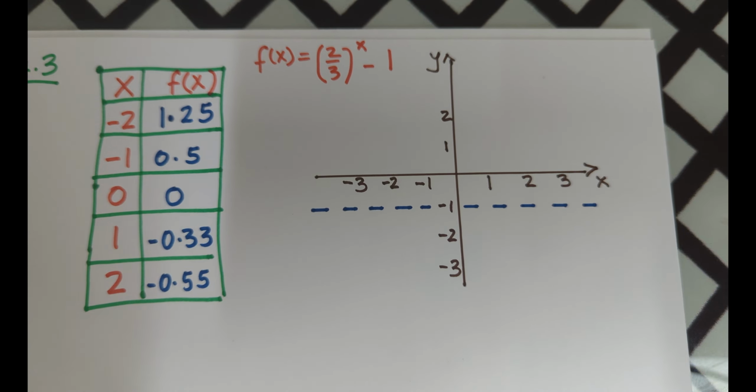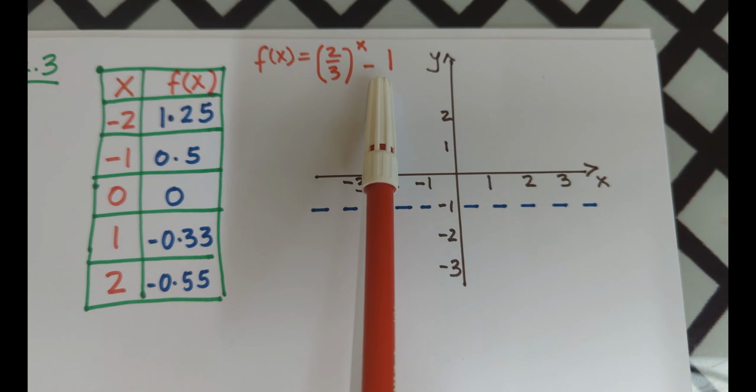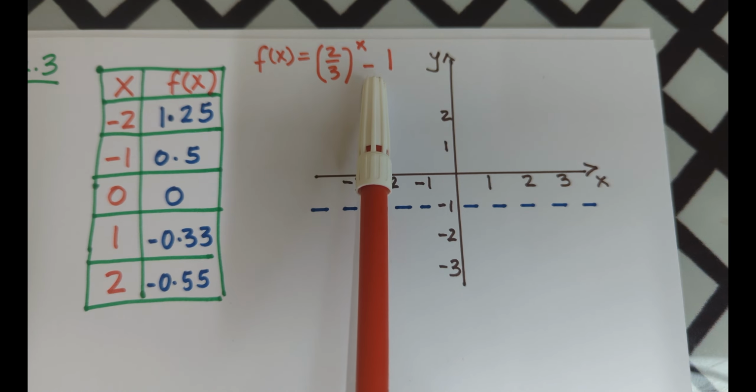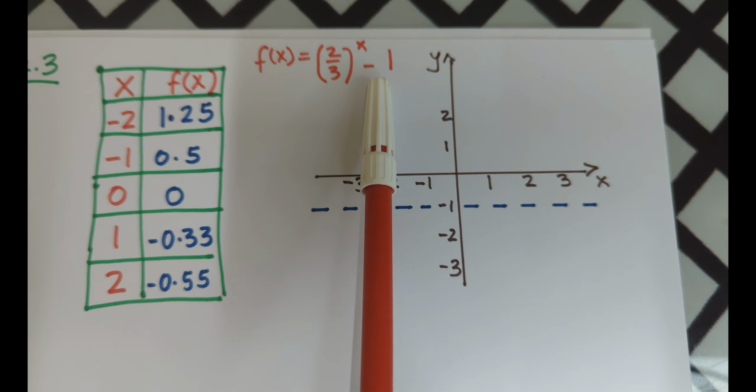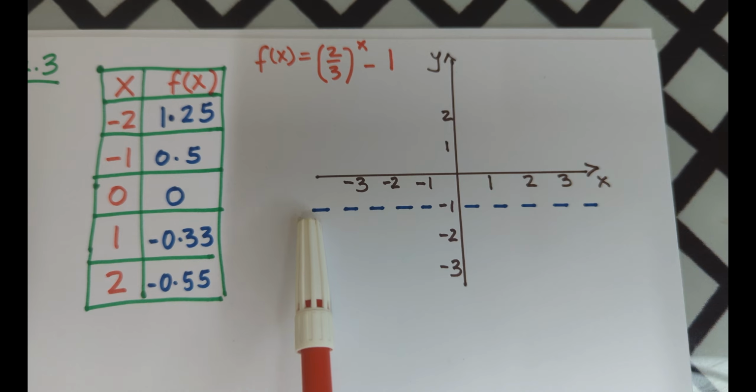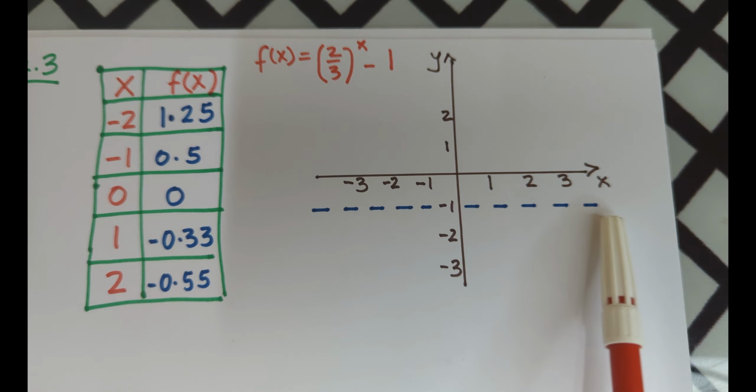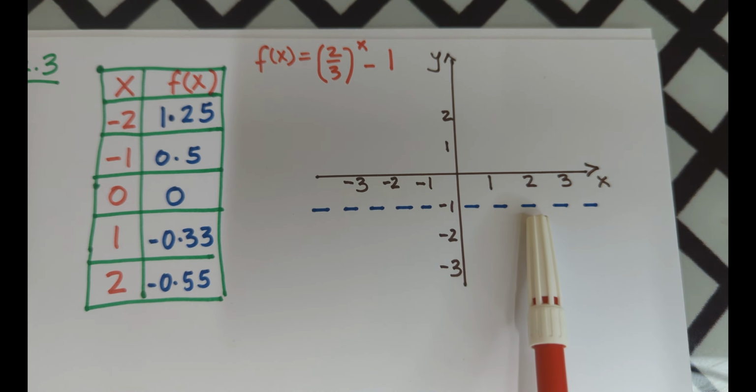Now the first thing that you need to do is to draw your asymptote. In every exponential function, the constant term that you have, if there's any, which in this case is negative 1, is your y asymptote. We don't have an x asymptote in an exponential graph. So in this case we have negative 1. That's why we have drawn a blue dotted line at y is negative 1.